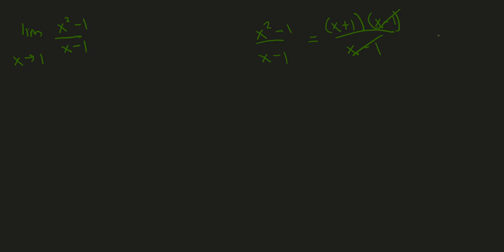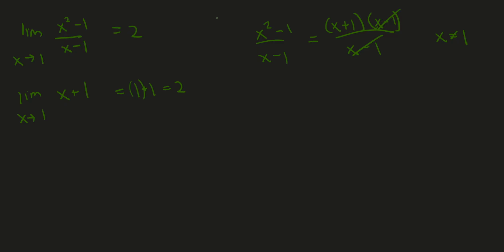This can cancel out so long as x does not equal 1, which is fine for limits because we're approaching 1. We're not actually at 1. What this allows us to do is rewrite this function here as just x plus 1. And so now if we do direct substitution, we have 1 plus 1, and that's 2, right? And so this limit here is 2.